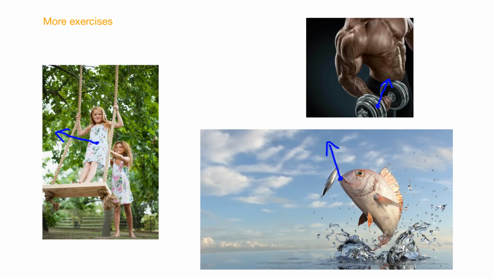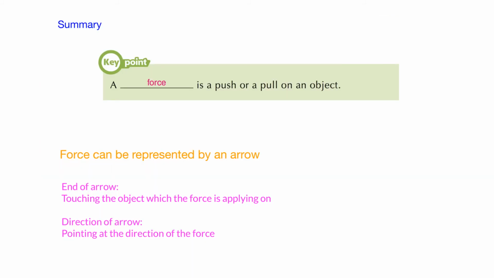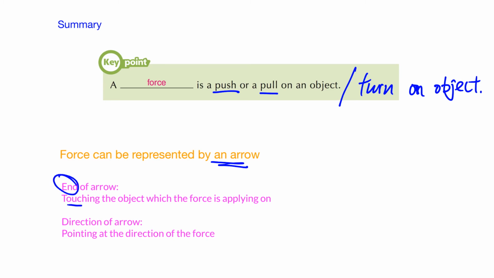So basically, these are how you draw the arrows to represent the force. So to summarize the video, you should know that a force is a push or a pull. Not only this, but also turning an object. When we do all these things, we need to apply force. And force can be represented by an arrow. But pay attention, the end of the arrow must be touching the object where the force is applying on.